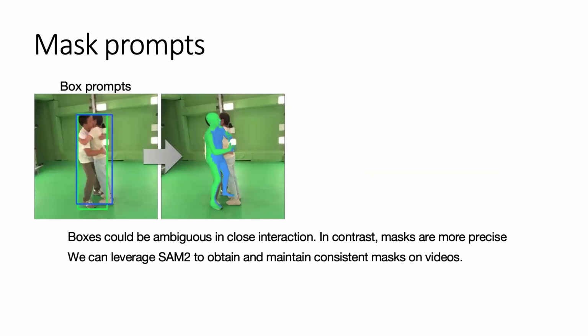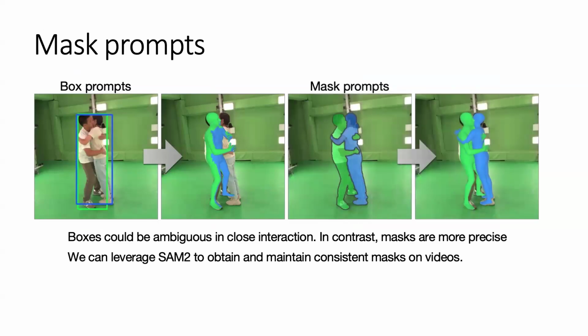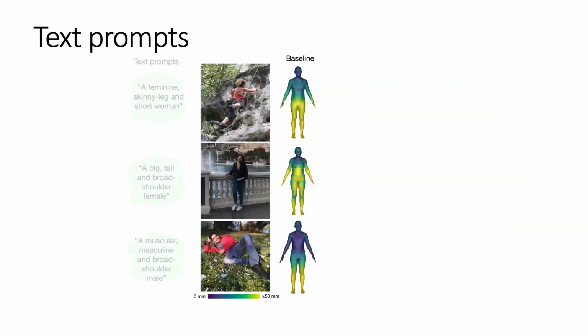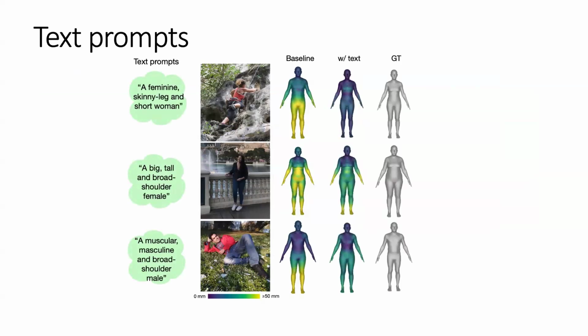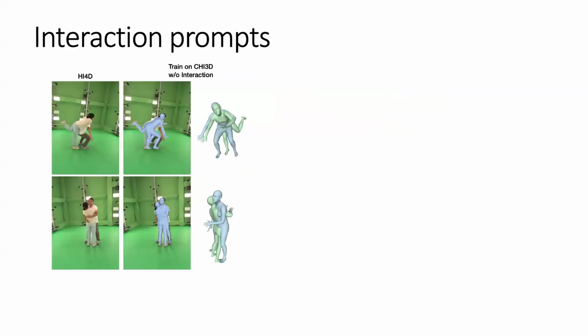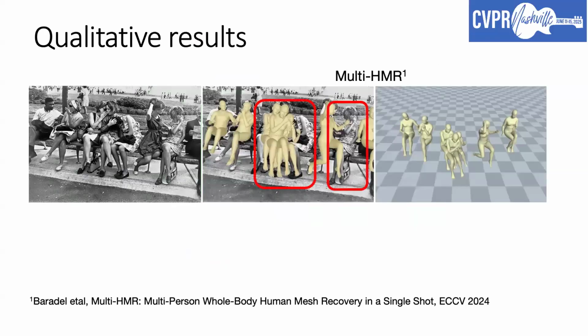And then we could take in the box prompts like this. However, if two people are closely interacting, the boxes are highly overlapped and you can get poor results. But if you pass in the mask, you can get much, much more precise results. And then with the text prompts, we can say things like, there's a tall, broad-shouldered female, for example, and the baseline model doesn't do a very good job, but by adding these text prompts, you can get more accurate 3D shape estimates. Okay, so let me move on to this.